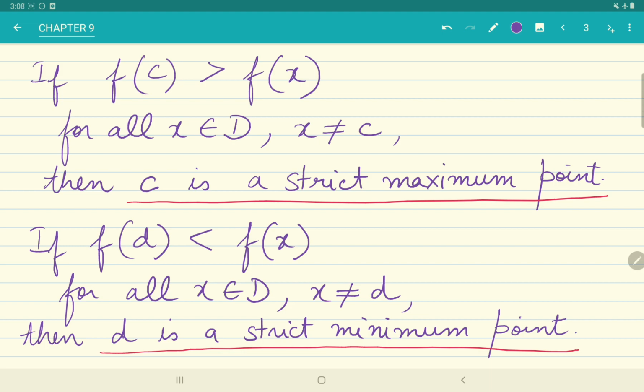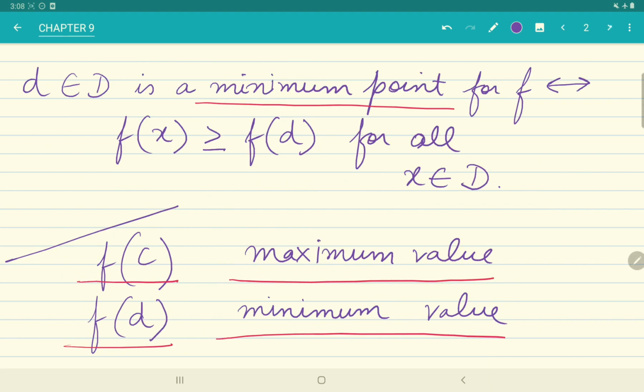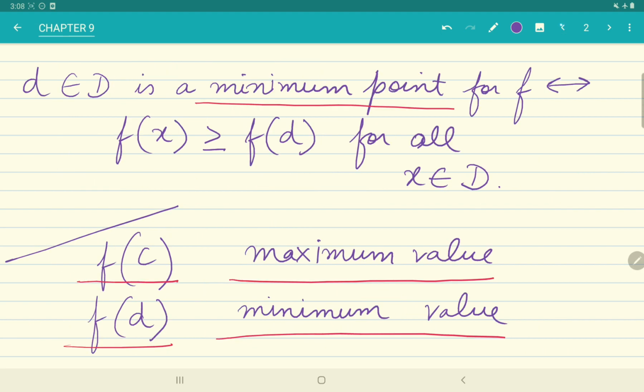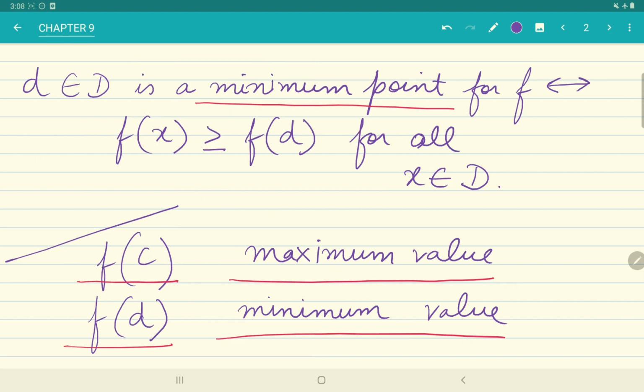And when we talk about these, c is a strict maximum point. Earlier we talked about c being a maximum point. Then we talked about d being a minimum point, or d being a strict minimum point. If c is a maximum point, f of c is the maximum value. If d is the minimum point, f of d is the minimum value.